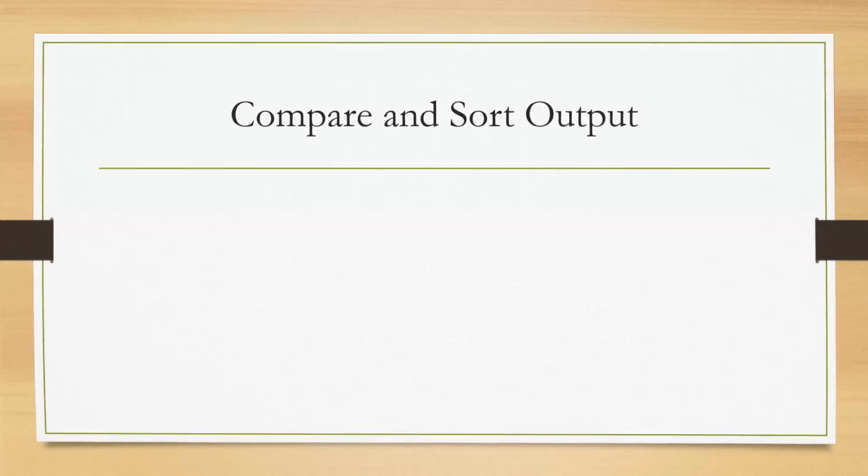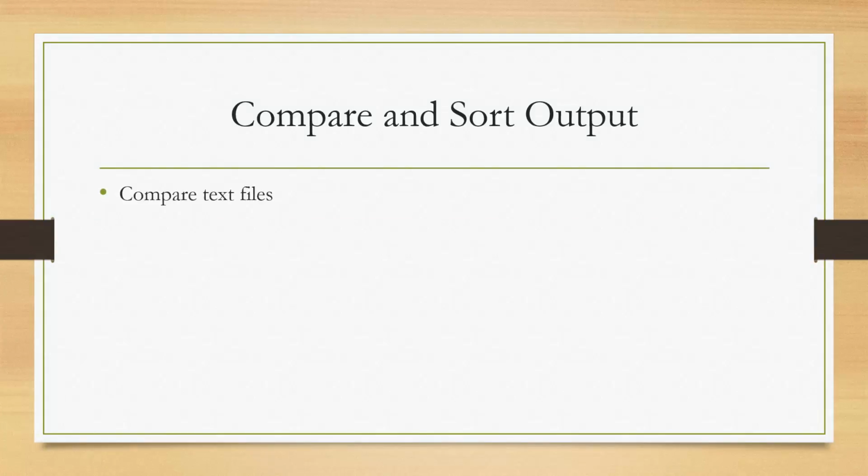The last two commands for Command Prompt Lesson 2 are compare and sort. We use the command fc to compare two files and identify the differences, if there are any. We can sort our results, such as the ones we get from dir, by using the sort command. We can sort in ascending order or in reverse and descending order.